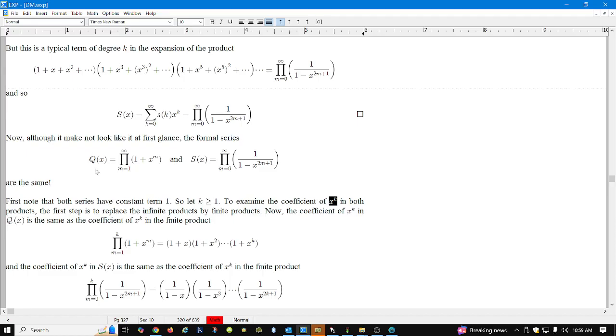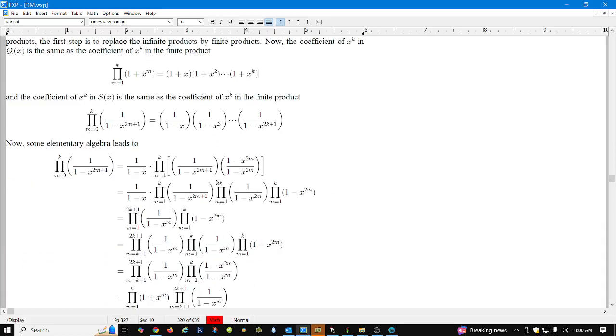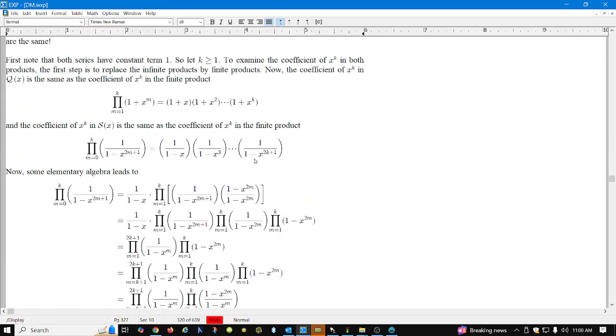The coefficient of x to the k in this product is the same as the coefficient of x to the k in this product, because for the next factor and subsequent factors you'd have to take the term equal to 1, the constant term. Otherwise, the degree will be greater than k. And same thing works here. All you have to do is write this out as an infinite series, and you'll see that you're going to have to grab the constant term in order to get terms of degree k.